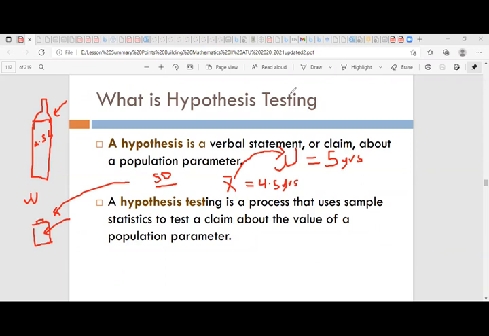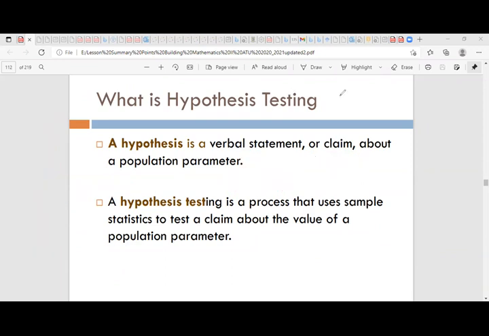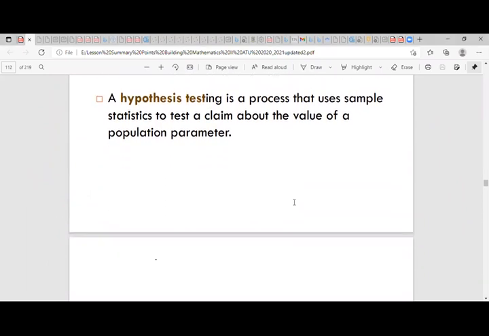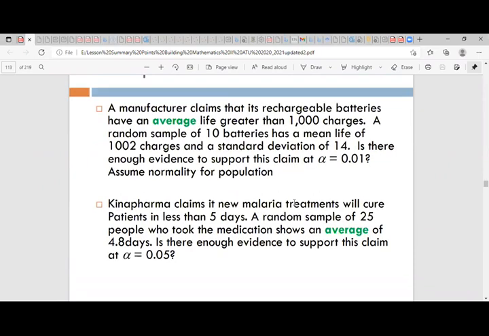Okay, now moving on. We have some examples here. An example: a manufacturer claims that its rechargeable batteries have an average life greater than 1,000 charges. A random sample of 10 batteries has a mean life of 1,200 charges and a standard deviation of 14. Is there enough evidence to support the claim?